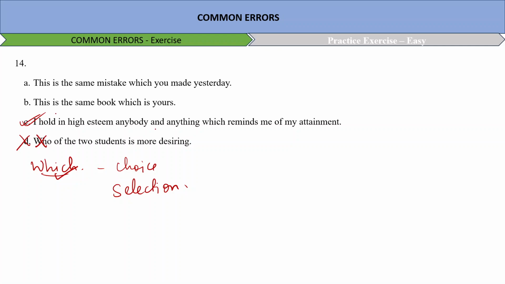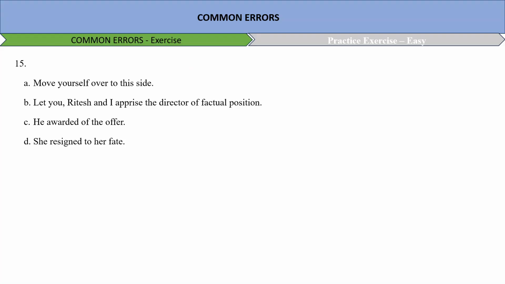this is the same book. This is the same book as yours. This is the same mistake which you made, that you made. This is the same mistake that you made yesterday. Next question. Move yourself to this side.